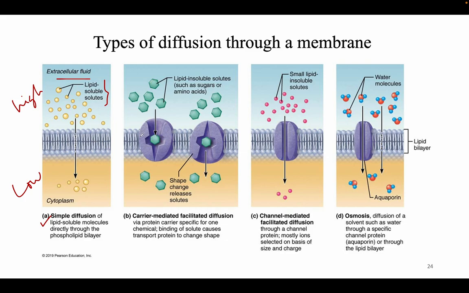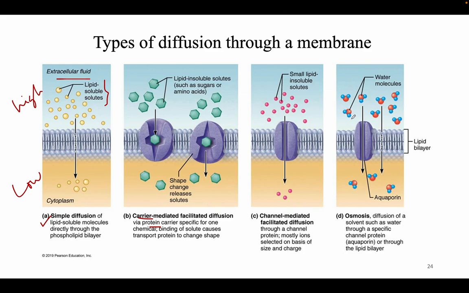So they take help of this carrier, which enables them to pass through the membrane, but again diffusing from high to low concentration. These carriers are nothing but protein carriers on the membrane. Similarly, channels: when we talk about channels, it's simply these protein channels. Certain solutes that cannot pass directly through the plasma membrane might take a channel mediated pathway, and this channel is a protein channel.